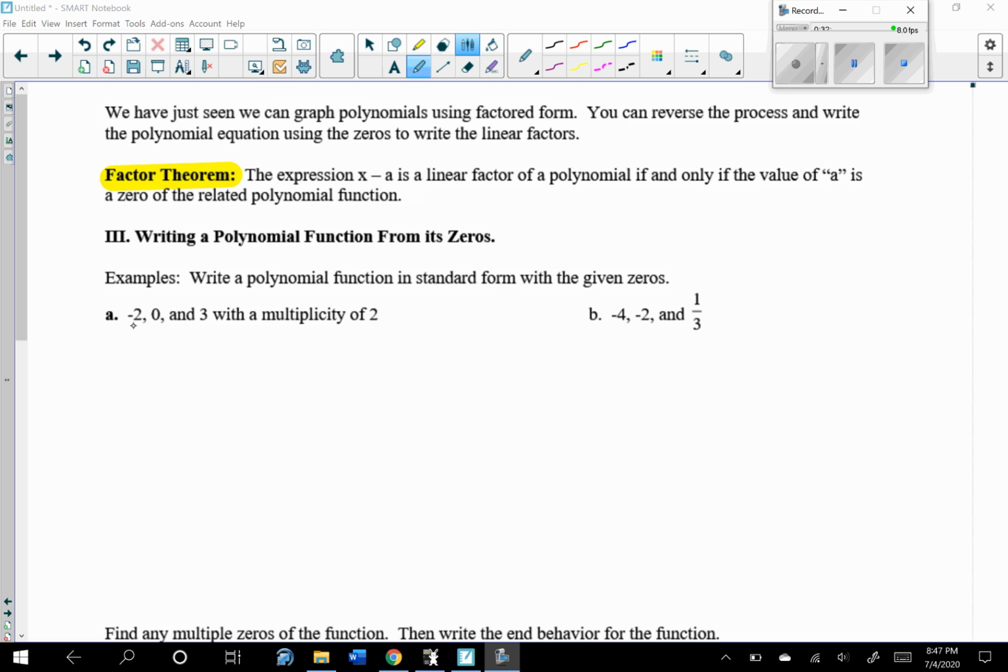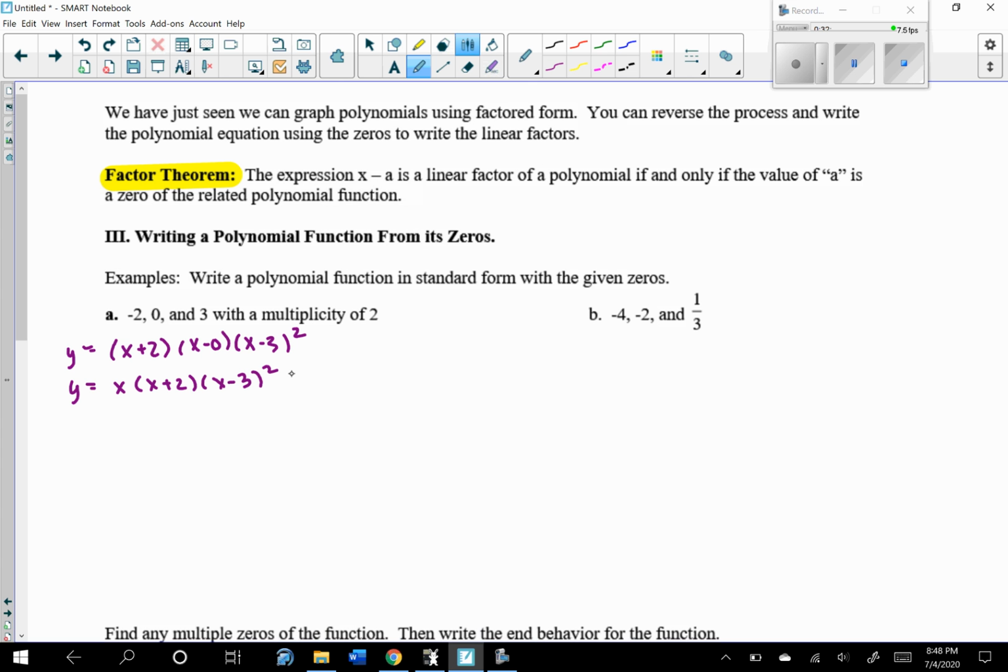So the first thing you want to do is write the factors. So this would be y is equal to, negative 2 as a factor would be x plus 2. How do I know? Because if I set this equal to 0, I get x equals negative 2. So that's how you can check. And then 0 would be x minus 0, and then x minus 3 with a multiplicity of 2. So x minus 0, we don't really need to write like that. We can just write that as x. So this would be y equals x times x plus 2 times x minus 3 squared.